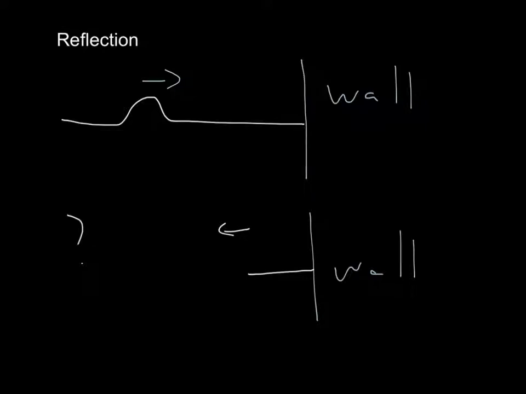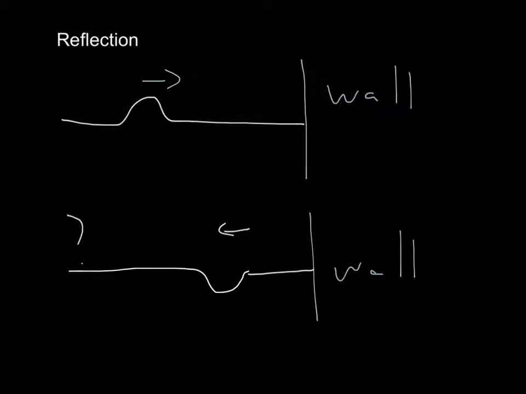Okay. Hopefully, you thought, well, if this is pushing the wall up, then the wall's going to react by pushing this thing down. And then if it pushes this thing down, what will happen is that instead of having a pulse like this, I will have a pulse that's inverted. And that's what happens when the rope is fixed. So when the ends are fixed and there's reflection, what happens is that the pulse gets inverted.